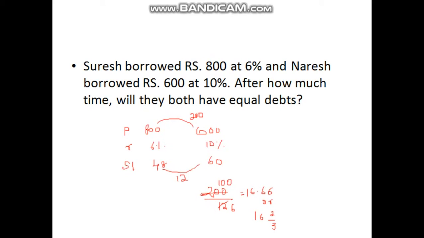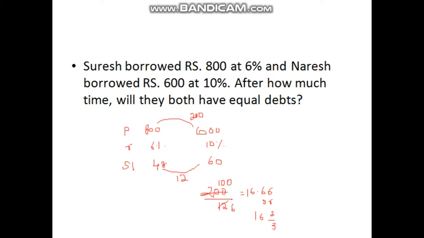Also note the point, in simple interest it should be reversed, that is the person who has more principal should have the least simple interest and the person with the least principal should have more simple interest. Only in that case you will have a point of time where they have equal debts. Now you find the difference between both the simple interests. So it is 12.